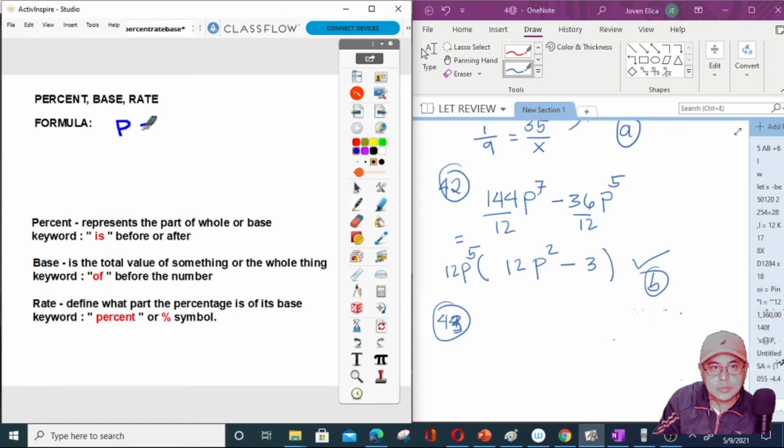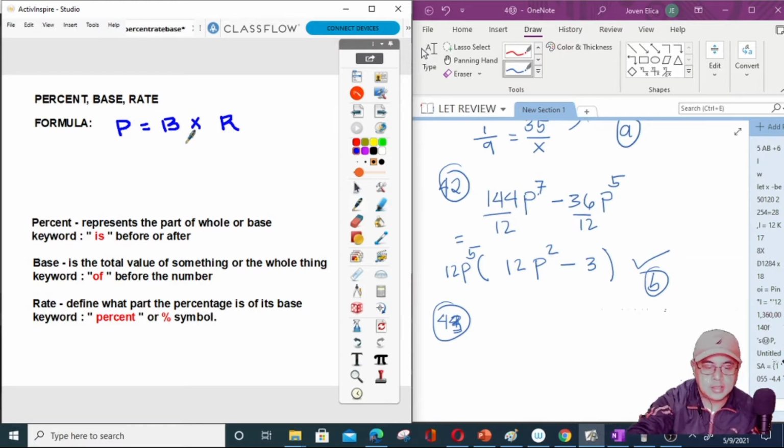P is equal to base multiplied by the rate R. Okay, so this is the percentage, this is the base, and then this is the rate. If you still remember, there is a so-called triangle. This triangle is the triangle of this equation.